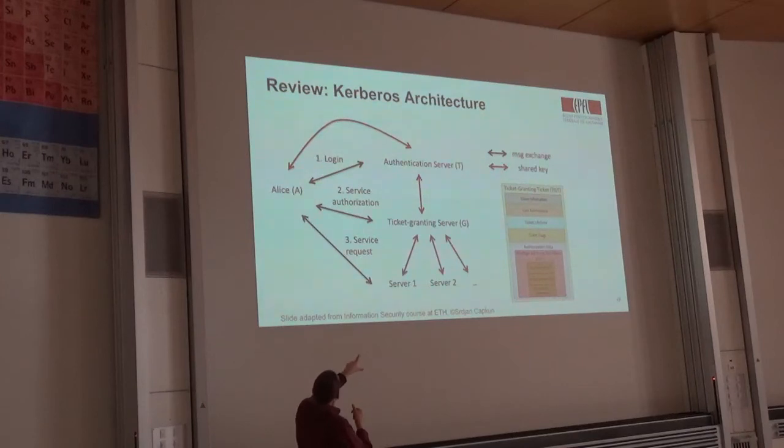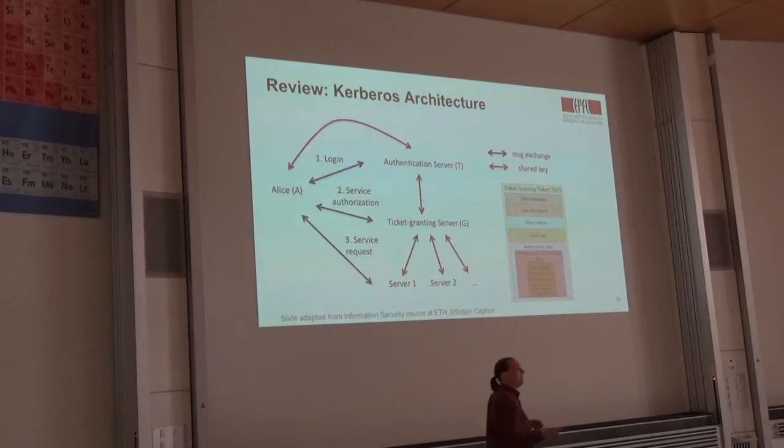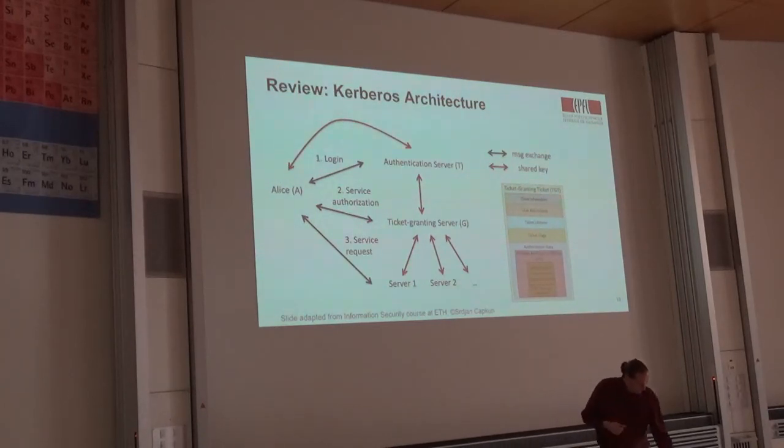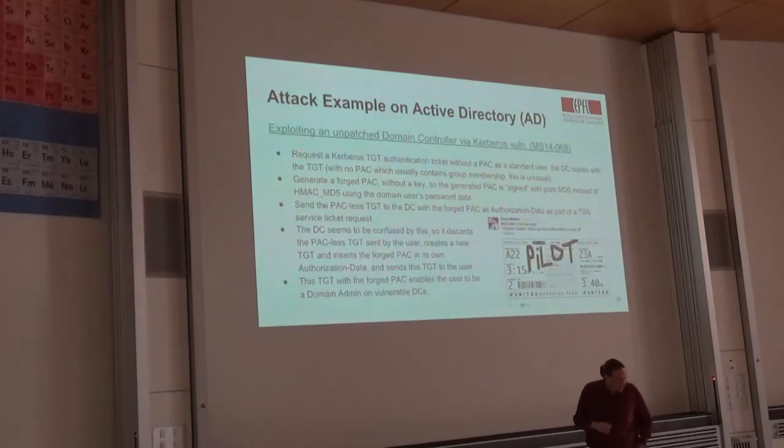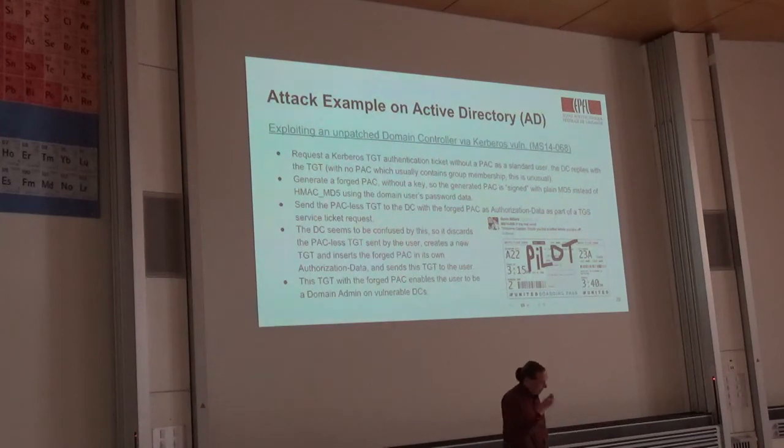And then if so, it creates a new ticket, a service ticket, to send to Alice. And that is going to be protected with an HMAC using a secret shared between the ticket granting server and server 2, right? And then Alice can take that service ticket to server 2 and say, hey, here's the evidence that you should let me talk to you and use your service, right? So again, that's how it's supposed to work, and that's the way it usually works, except when it doesn't, because of fun bugs in Active Directory, for example.